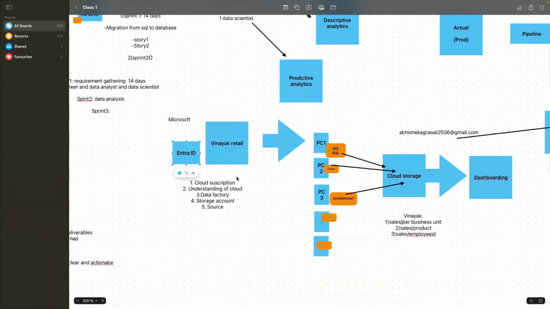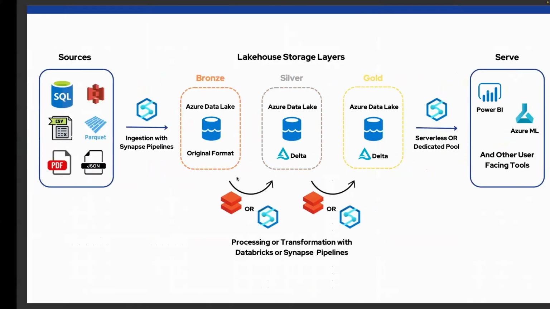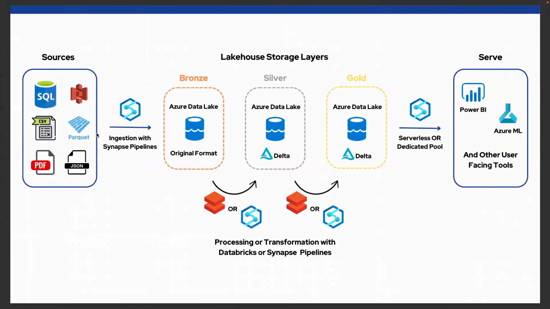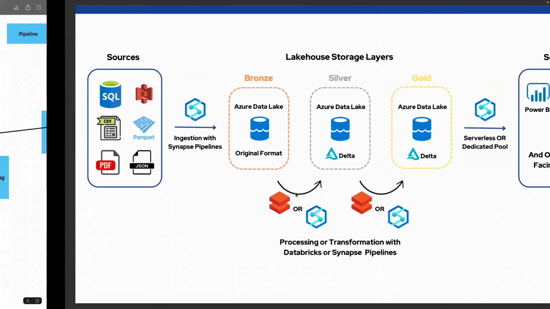Okay, all right. So suppose data architect created this architecture diagram. He created the architecture as in, hey, there are different sources. I need to move the data to this particular storage, right? And then do the dashboarding. This is the architecture diagram that will be created by the data architect.